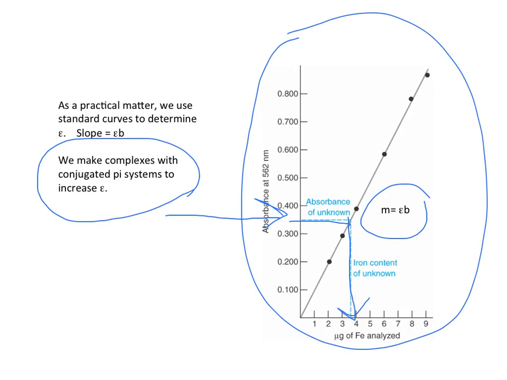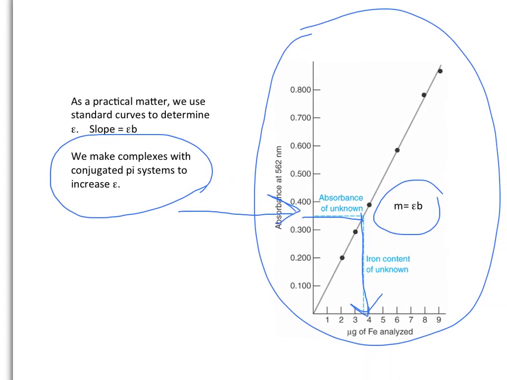As a final note, please don't confuse the b, the intercept in the Beer's law plot, with B, the path length of the solution. They have the same name, but they mean two different things.